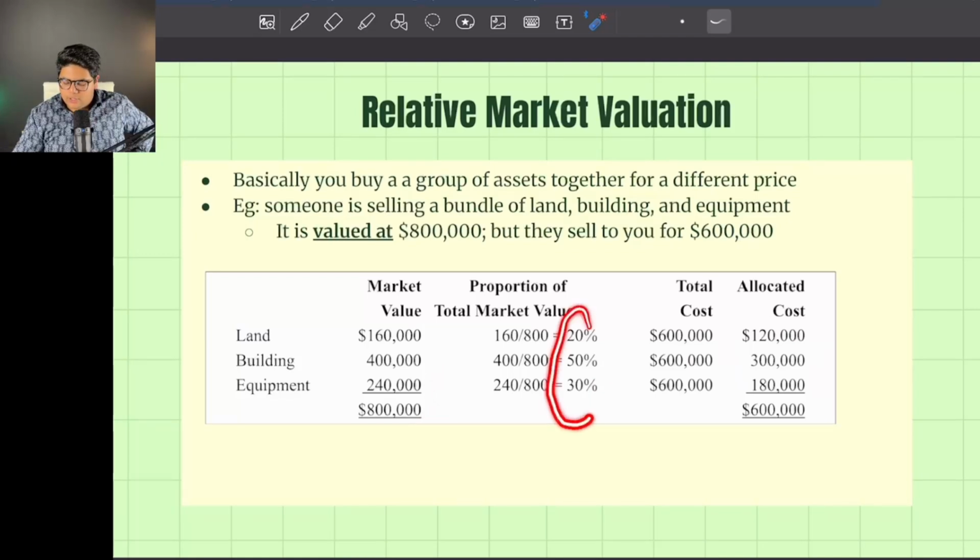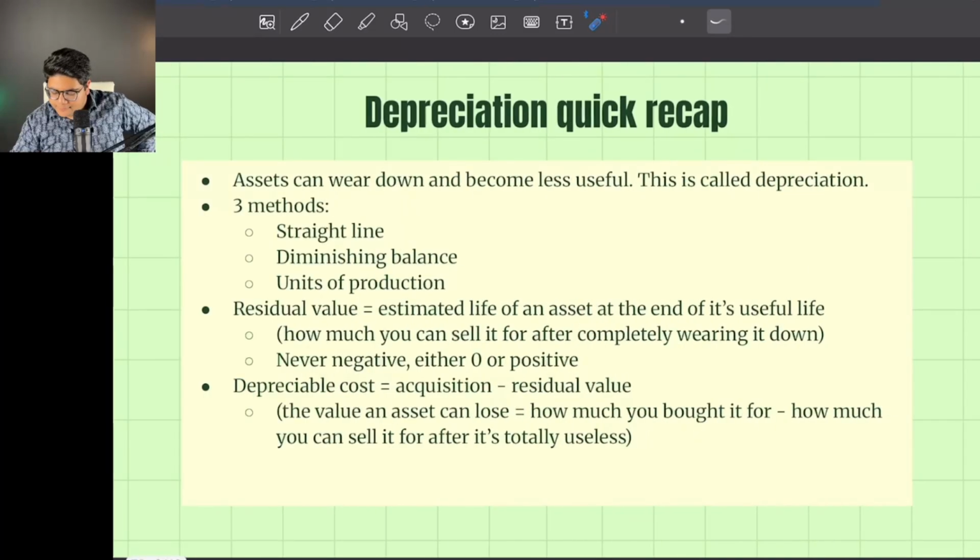Now you have the relative percentages, right? Hence the relative. And then you can multiply these relative percentages by the actual total cost of what you purchased them at. In this case, we take all of these percentages, times 600K, and that results in the actual value. So the allocated cost is basically we bought $160,000 worth of land for $120,000. This is the price that we record the good at.